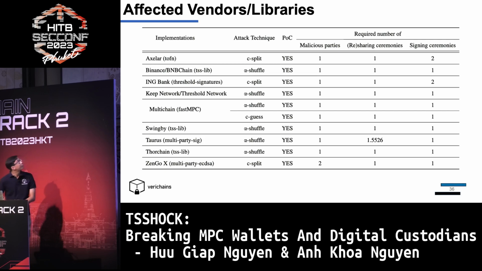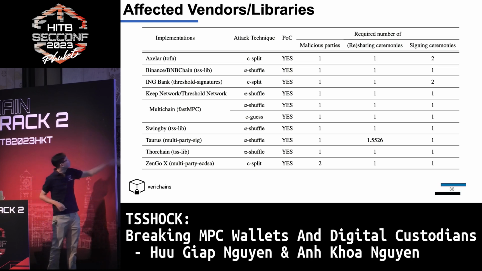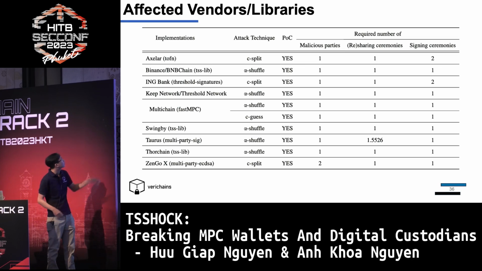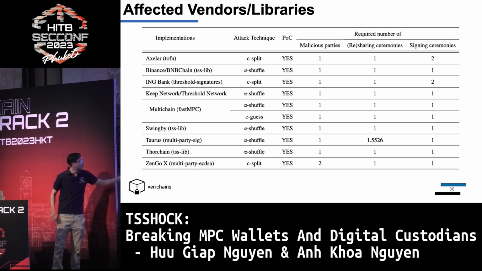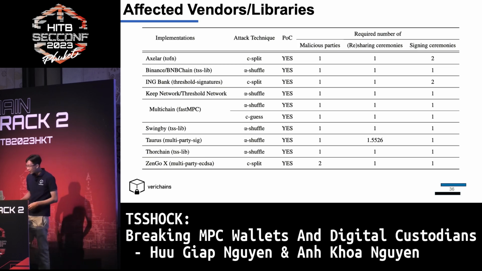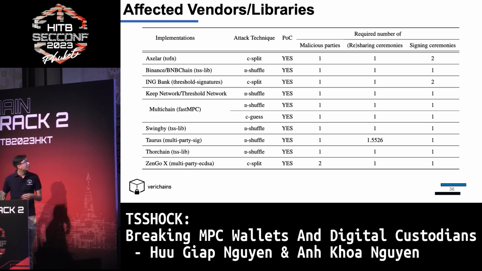So here are the affected vendors and libraries that we created the POC for. As you can see, these are very famous libraries and vendors. We have Binance, we have ING Bank, we have Chip Network, we have Multichain. We also have Zengo here, which is a very famous library, and we have a POC for all of them.